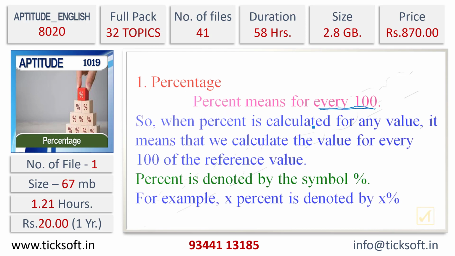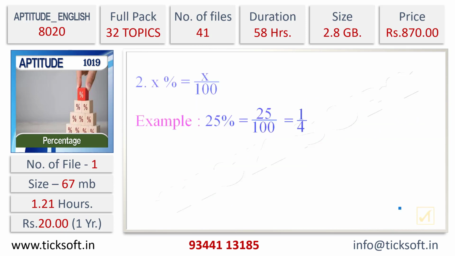So when percent is calculated for any value, it means that we calculate the value for every 100 of the reference value. Percent is denoted by using this symbol. For example, x percent is denoted by x%. Now we are going to see the second one.